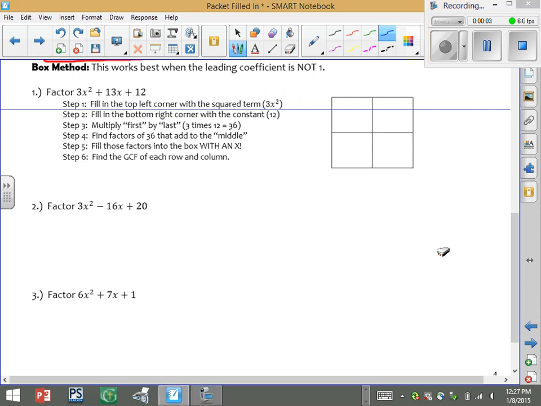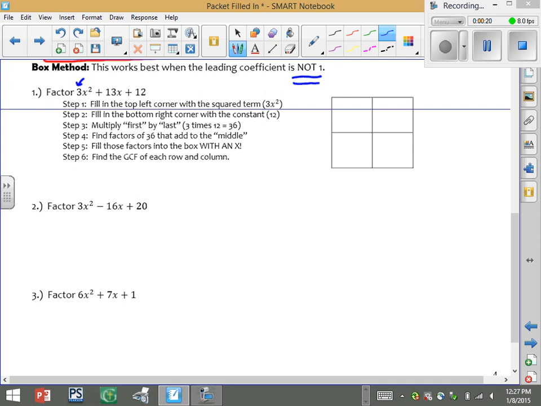This video is going to take a quick review of what happens when we want to factor these trinomials when the coefficient is not 1. So now all of a sudden you see that the leading coefficient is a 3. This box method is an alternate method to just guessing and checking and refoiling.